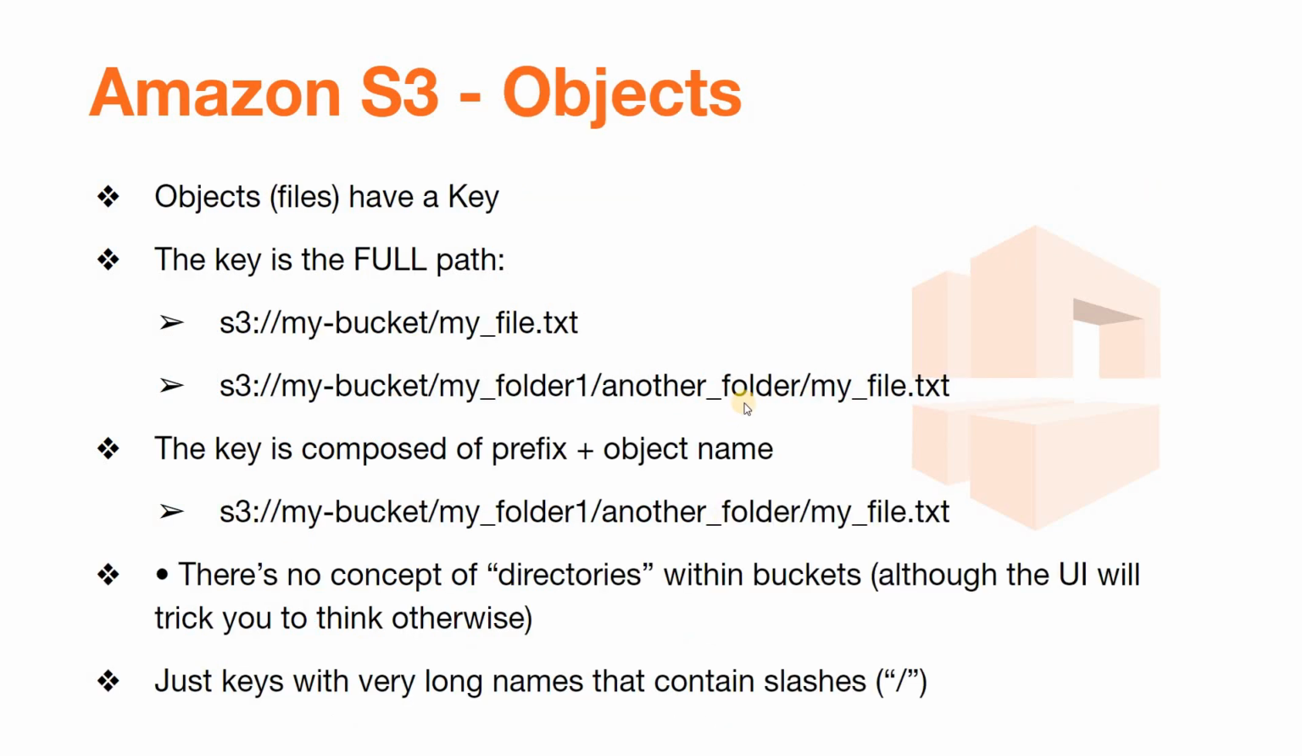After we understand the bucket, now it's time for objects. What are they? They are the data files which are stored in that particular bucket. Every object or file has a key. The key is the full path. For example, this type of file path is basically the access path of that file. That key is composed of the prefix plus the object name.